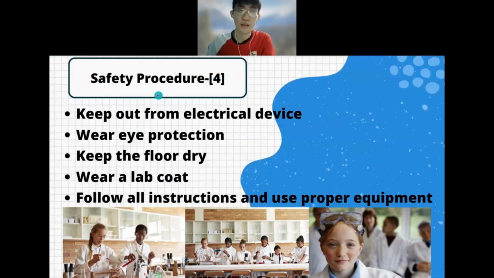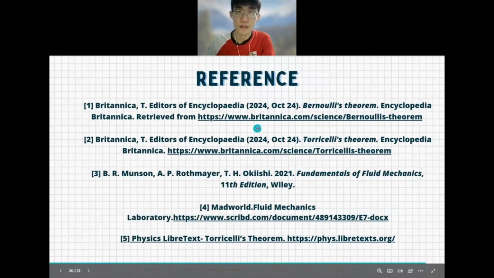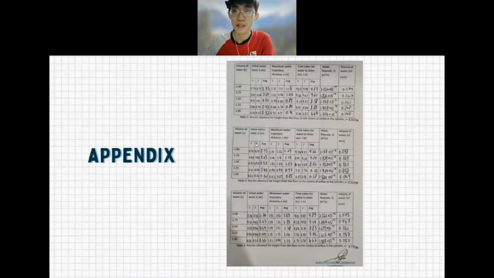And the safety procedure of our experiment is: in this experiment, we shall keep off the electrical devices, wear eye protection, keep the floor dry, wear a lab coat during the experiment, follow all the instructions and use proper equipment. And this is all our reference for our experiment. And this is the primary data we got from our experiment.